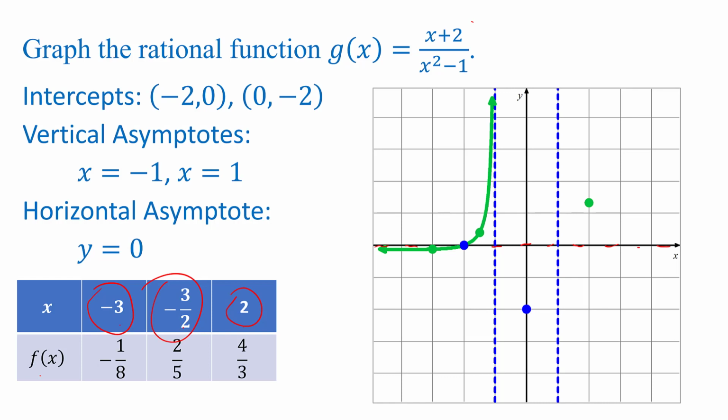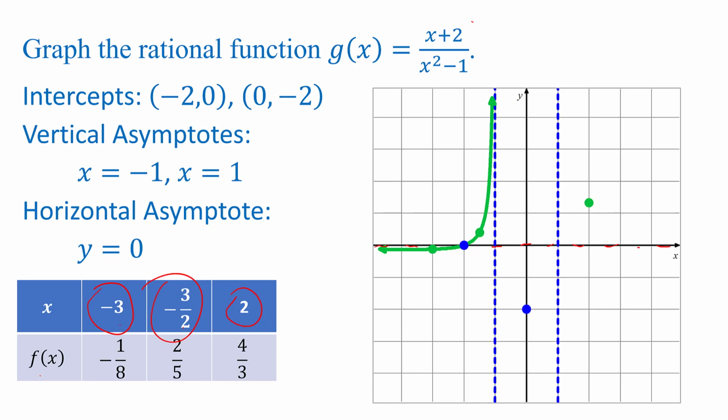So we're going to be approaching the vertical asymptote to the right of the intercept. We're going to be coming up towards that vertical asymptote. To the left of that intercept, we're going to be heading to the left, approaching the horizontal asymptote of y equals 0, which is the x-axis. So that's what's going on to the left of our first vertical asymptote.